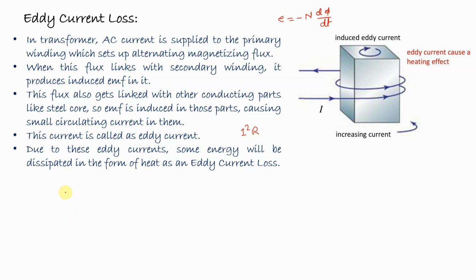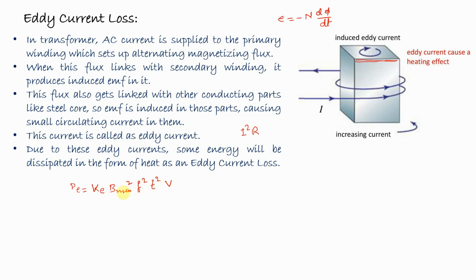Basically, the eddy current loss is represented by the formula Ke Bmax to the power 2, f square t square into V, where Ke is the proportionality constant, Bmax is the maximum flux density, f is the frequency of the supply voltage, t is the thickness of the material, that is, the thickness of the core, and V is the volume of the material.